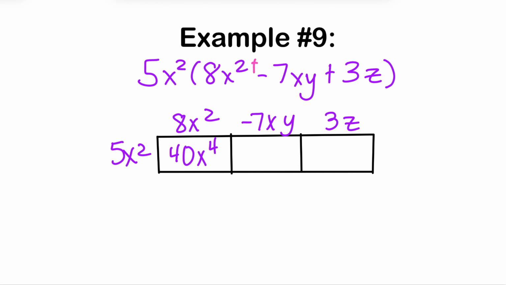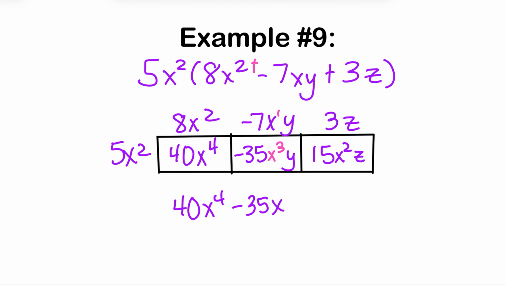8x squared times x squared gives us x to the fourth. 5 times negative 7 gives us negative 35. X squared times x gives us x cubed. Then bring the y in. Now 5 times 3 gives us 15. X squared z. The answer is in the array. 40x to the fourth minus 35x cubed y plus 15x squared z.